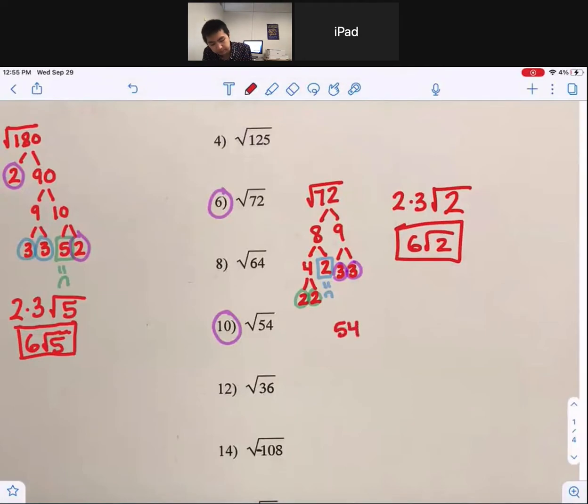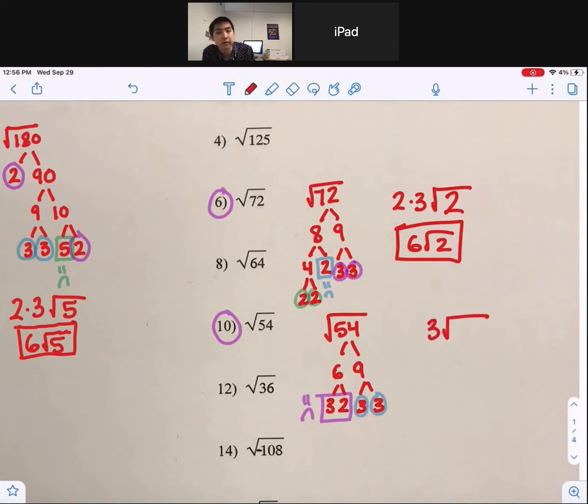54. We got 6 times 9. Factors of 6, 3 times 2, factors of 9, 3 times 3. Out of all my prime numbers, we have a pair of 3s, and unfortunately that 3 and that 2 are leftovers. They could not find a partner or a pair. So the pair of 3s comes on the outside, and the leftover is 3 times 2, so 3 square root of 6.